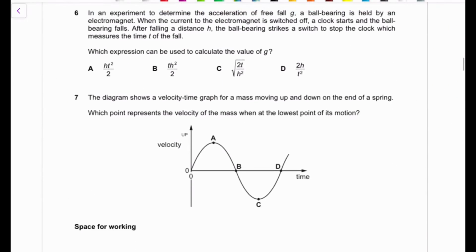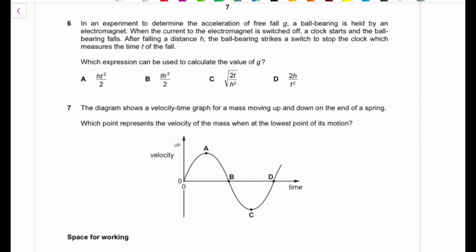Okay, moving on to number 6, we've been given an experiment to determine the acceleration of free fall g. We have a ball bearing held by an electromagnet. Now, when the current to the electromagnet is switched off, automatically as it's switched off, the clock starts. So you have something falling, and as the current is switched off, the clock starts and the ball bearing then falls.